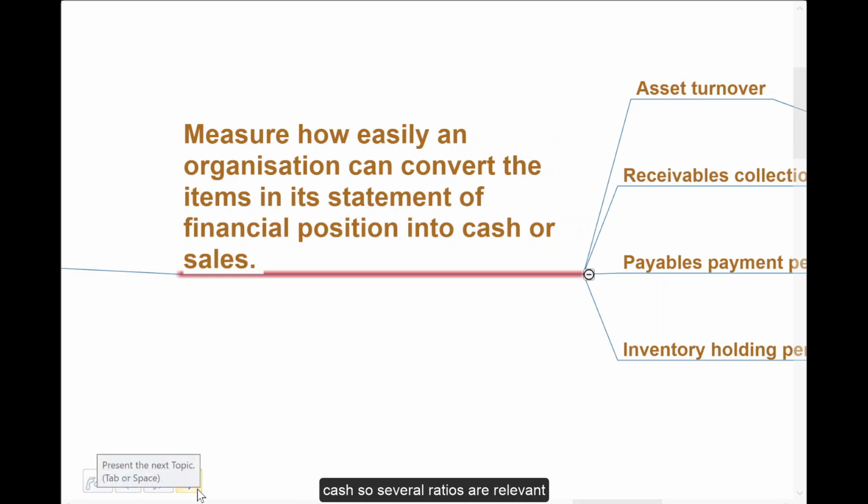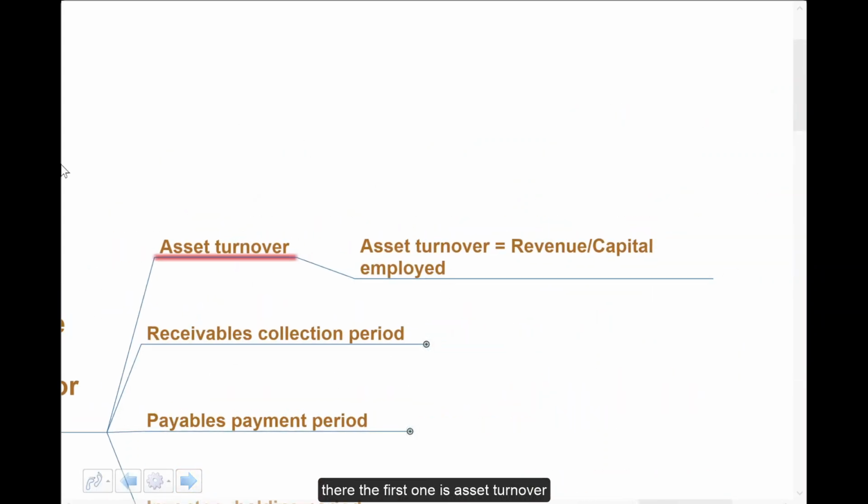So several ratios are relevant there. The first one is asset turnover. Now, I'd emphasize this ratio because when we see the OT questions from past exams within MA, the examiner likes this ratio, and I don't think students do. It's easy to calculate in itself. I mean, look at the calculation.